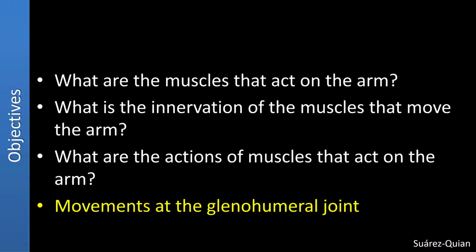Previously, we described the muscles that move the arm, their innervation, and their specific actions. The objective of this tutorial is to describe the movements at the glenohumeral joint in terms of specific muscle action.